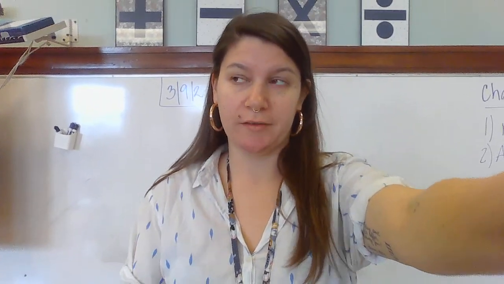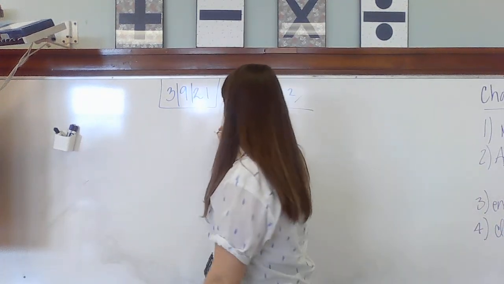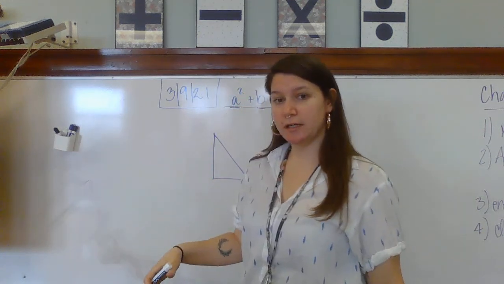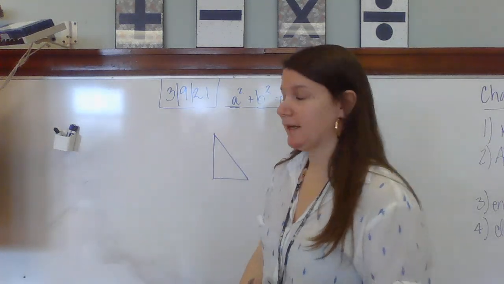Okay, so today we're going to work a little bit more on the Pythagorean Theorem. We went through yesterday what to do to decide whether or not a triangle is a right triangle. So if you've got a triangle and the question is, does it contain a right angle?